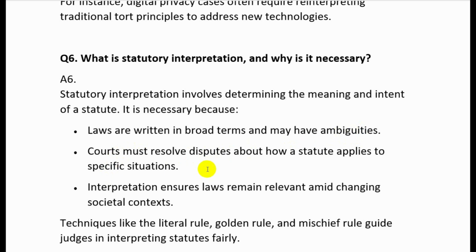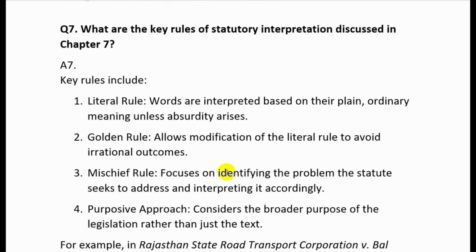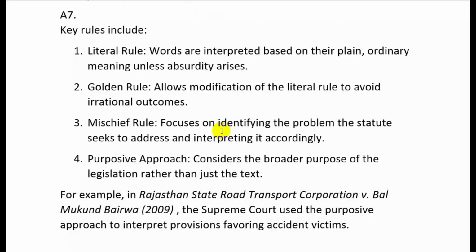Now, courts will interpret laws to understand that each specific situation may require a different kind of interpretation, and interpreting ensures that laws are relevant to the current societal needs. What are the key rules of statutory interpretation discussed? Key rules include literal rule, golden rule, mischief rule, and purposive approach. This is also a very important question.